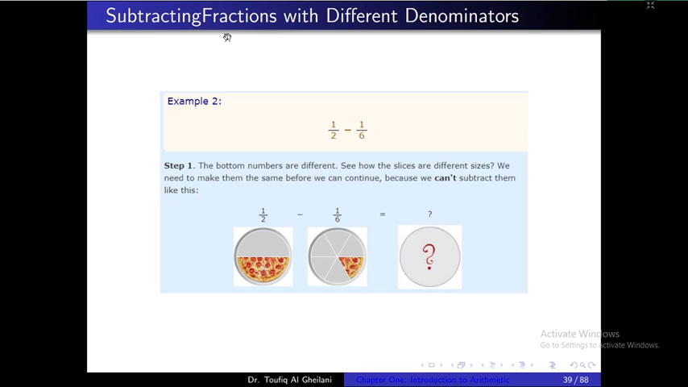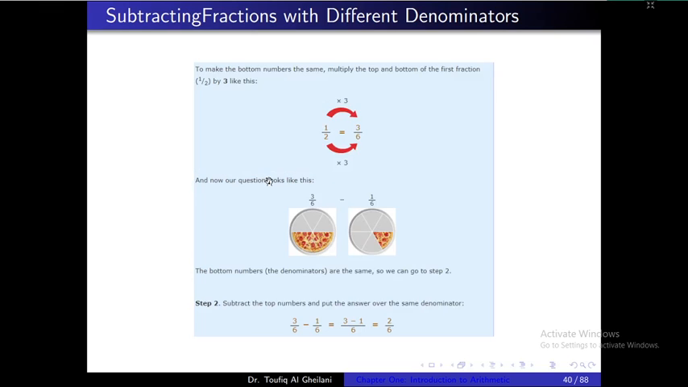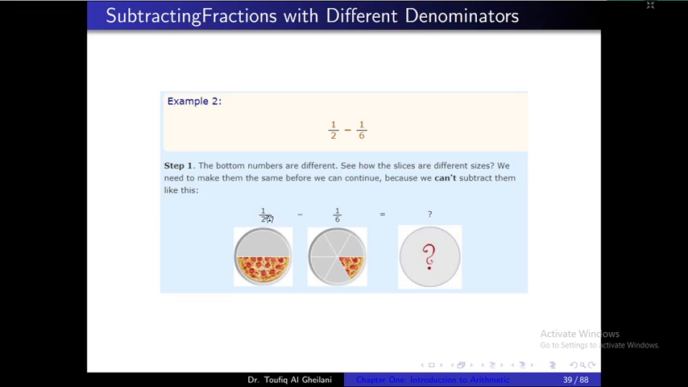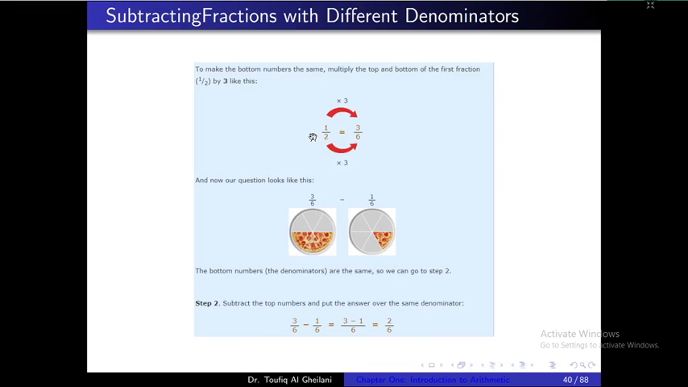Now subtracting fractions with different denominators. For example, a half minus 1/6. So we know the denominators are not the same. So what should we do? I ask myself, how can I make the denominator of 1 over 2 the same as 6? We multiply the numerator and the denominator by 3. So I multiply 1 times 3, 3, and 2 times 3, 6.